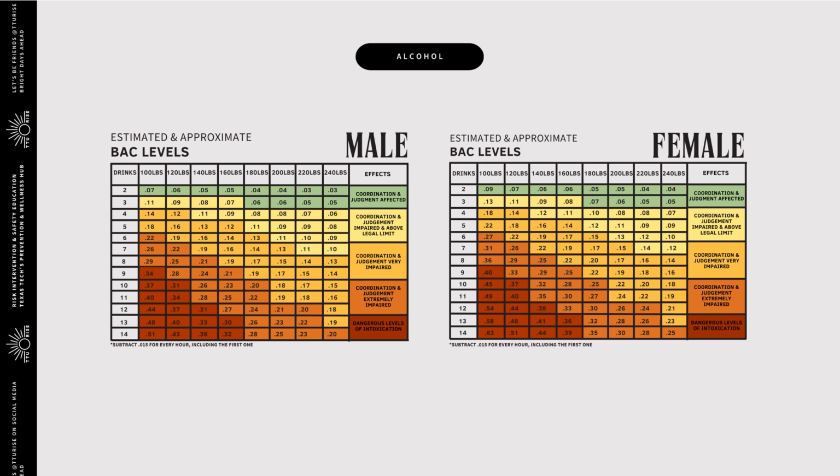Somebody weighs 100 pounds. In this instance, let's look at the male's chart. A male weighs 100 pounds. He's had 2 drinks in the first hour. His BAC is going to be at 0.07. Take a female who weighs 100 pounds, has had 2 drinks in the first hour, and her BAC is going to be 0.09. You can say 0.02, that's not a huge difference, right?